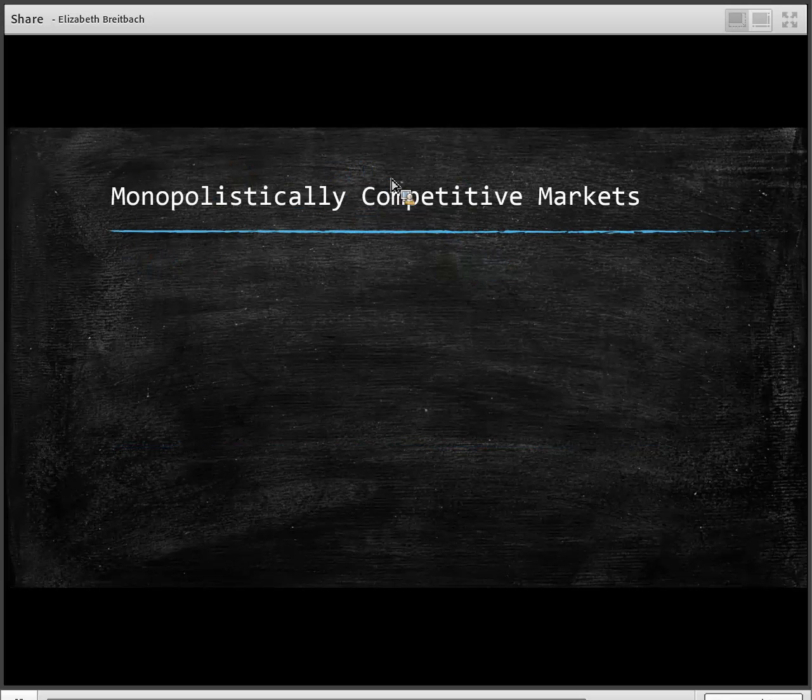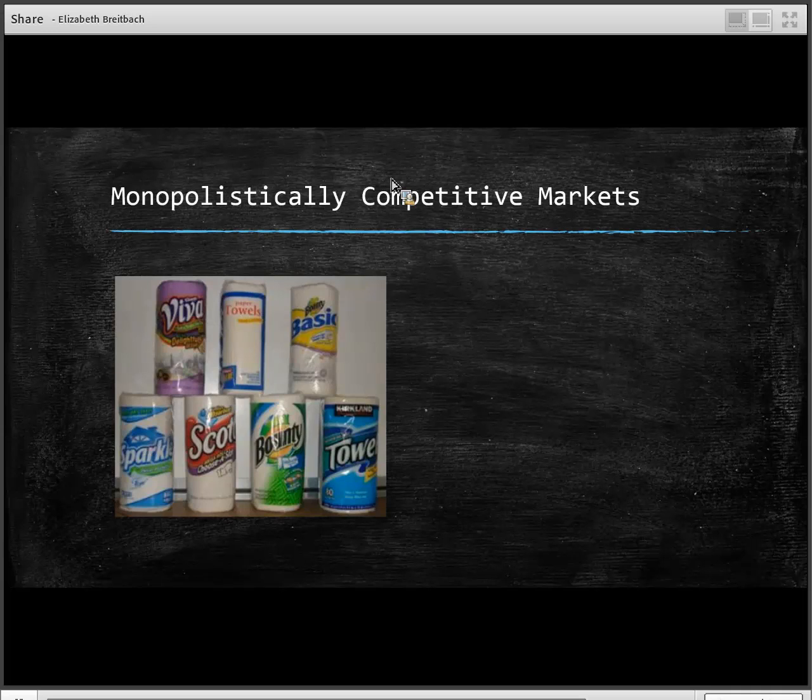All right, so first off, talking about monopolistically competitive markets. Again, similar to perfectly competitive, but let's talk about how they're different. So let's talk specifically about the market for paper towels. When you go into the paper towel aisle of the grocery store or of your favorite store, there are tons of different brands of paper towels. There's going to be the store brand, and then there's some lower cost brands like Sparkle, and then there's Bounty and Viva and Scott, those more expensive brands.